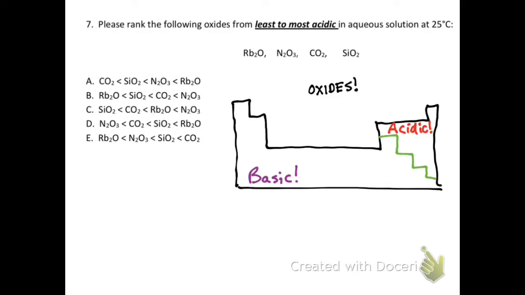These ones aren't going to be really acidic nor basic. They're actually going to be amphoteric. So this would be the way that we would classify them just generally, but here we want to actually put these in order. So let's see where these different elements are located on the periodic table and use our trend to do so. So rubidium is a group 1 metal. It can be found here on the periodic table. This is going to be a basic oxide.